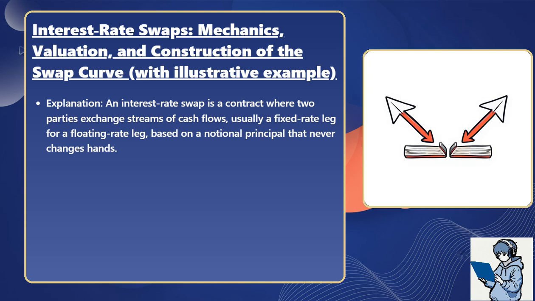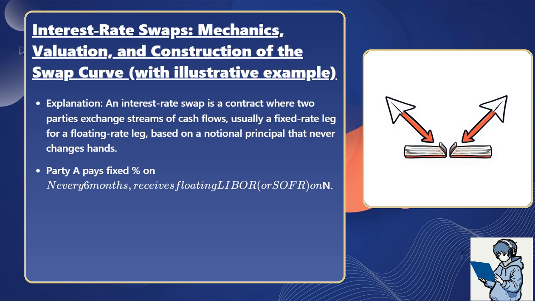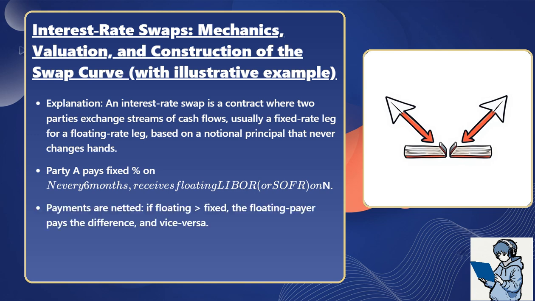Explanation: an interest rate swap is a contract where two parties exchange streams of cash flows, usually a fixed rate leg for a floating rate leg, based on a notional principal that never changes hands. Party A pays a fixed percent on N every 6 months, and receives floating LIBOR, or SOFR, on N. Payments are netted. If floating is greater than fixed, the floating payer pays the difference, and vice versa.